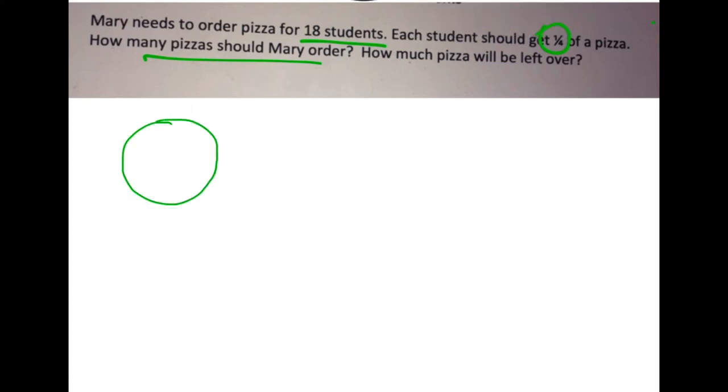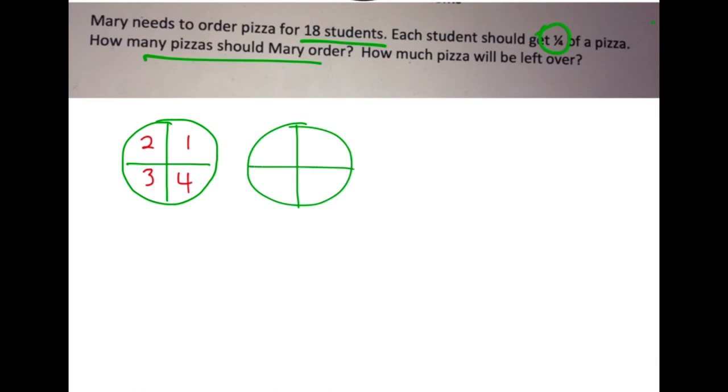So we have a pizza and each student should get a quarter. So here you have one pizza divided by 4. One student will take one piece, another student will take one piece, another student will take another piece. So 4 students will take one pizza. And then you have another pizza. Each student will take a quarter of it. So student number 5, student number 6, student number 7, student number 8, and so forth.